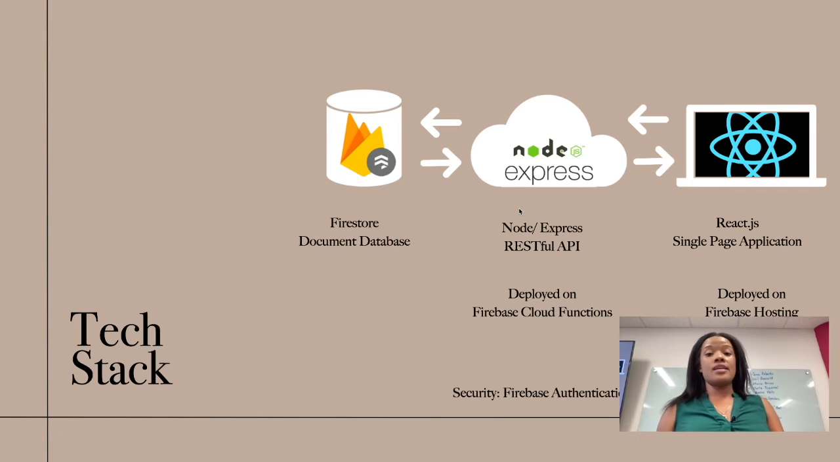The tech stack that I use for this is Firestore as my database, and Node and Express as my API. I deployed the backend using GCP's Firebase Cloud Functions. In the front end, I use React.js, and I deployed it using Firebase Hosting as well. And for security, I use Firebase Authentication, and I also use the Ant Design component library.